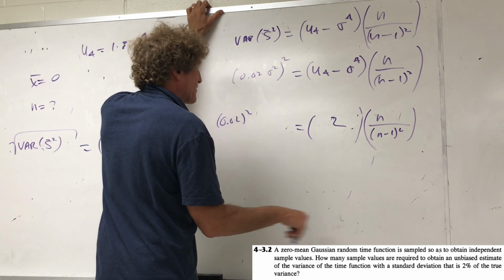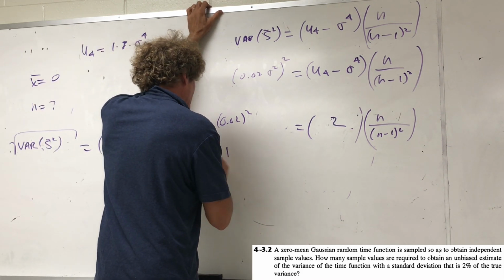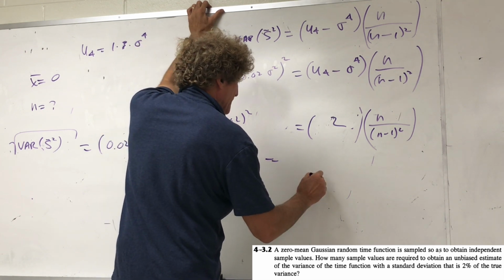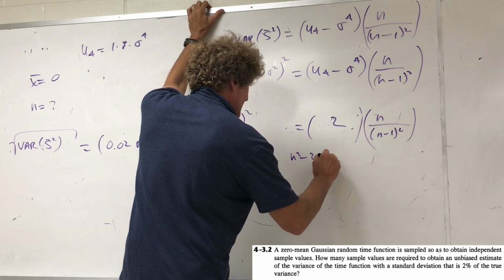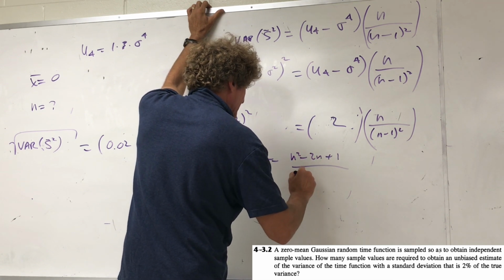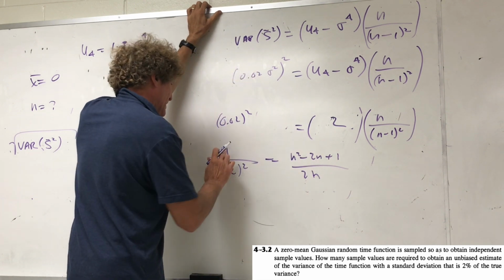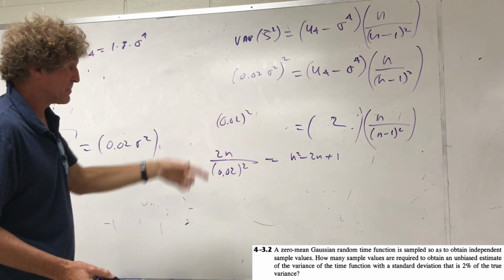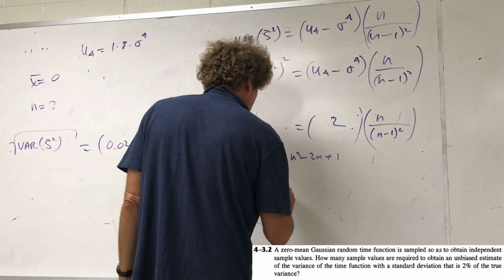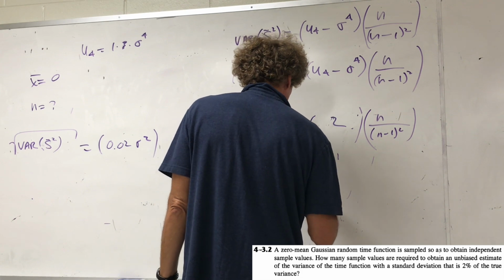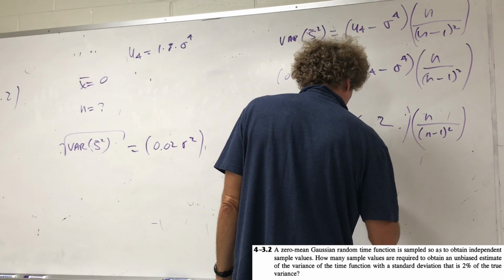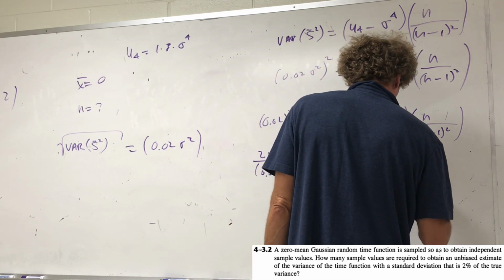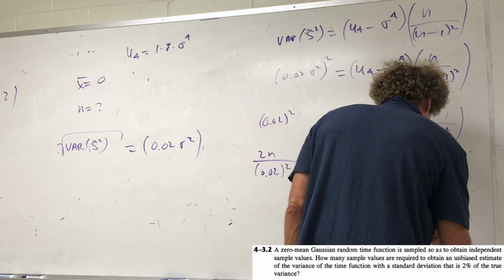So for this one, I flip it. When I flip it, I get 1 over 0.02 squared equal to n squared minus 2n plus 1, and then downstairs I'm going to get 2n. So when I multiply over here by 2n, I get this, and then you can see obviously what happens here. I'm going to have 0 equal to n squared minus 2 plus 2 over 0.02 squared, and plus 1, and that means n equals 5,002.